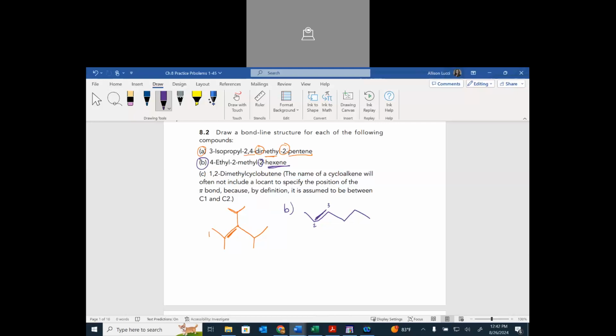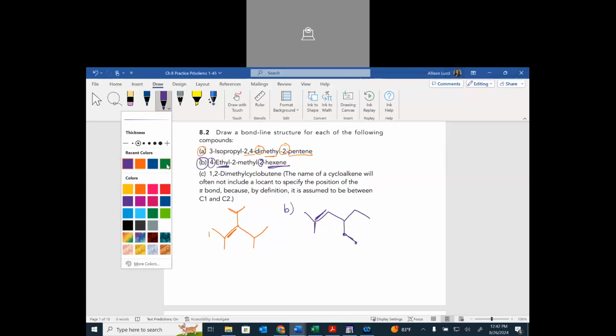And let's go back and look at these 2 substituents. So we have 4-ethyl, so on my carbon 4, I'm going to have an ethyl substituent, right? So we have 1, 2 carbons here, and then on my carbon 2, I'm going to have a methyl substituent, so we'll just draw a single line coming down like that. So this is 4-ethyl-2-methyl-hexene.